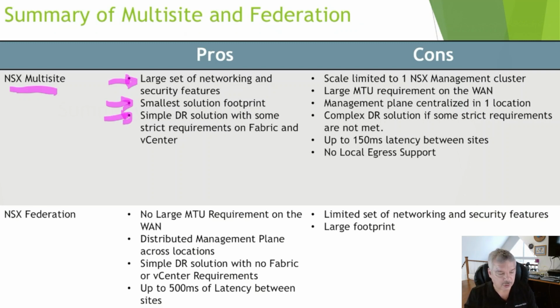Again, it comes with strict requirements on Fabric and vCenter, like stretched vSphere clusters that we talked about, okay? So I could use vSphere high availability to fail over for me. What are the cons? Well, I'm limited to scale of one NSX management cluster. So how many tier 1 gateways can I have? How many segments? That's usually a fairly big number, but that may be okay for you, but maybe not.